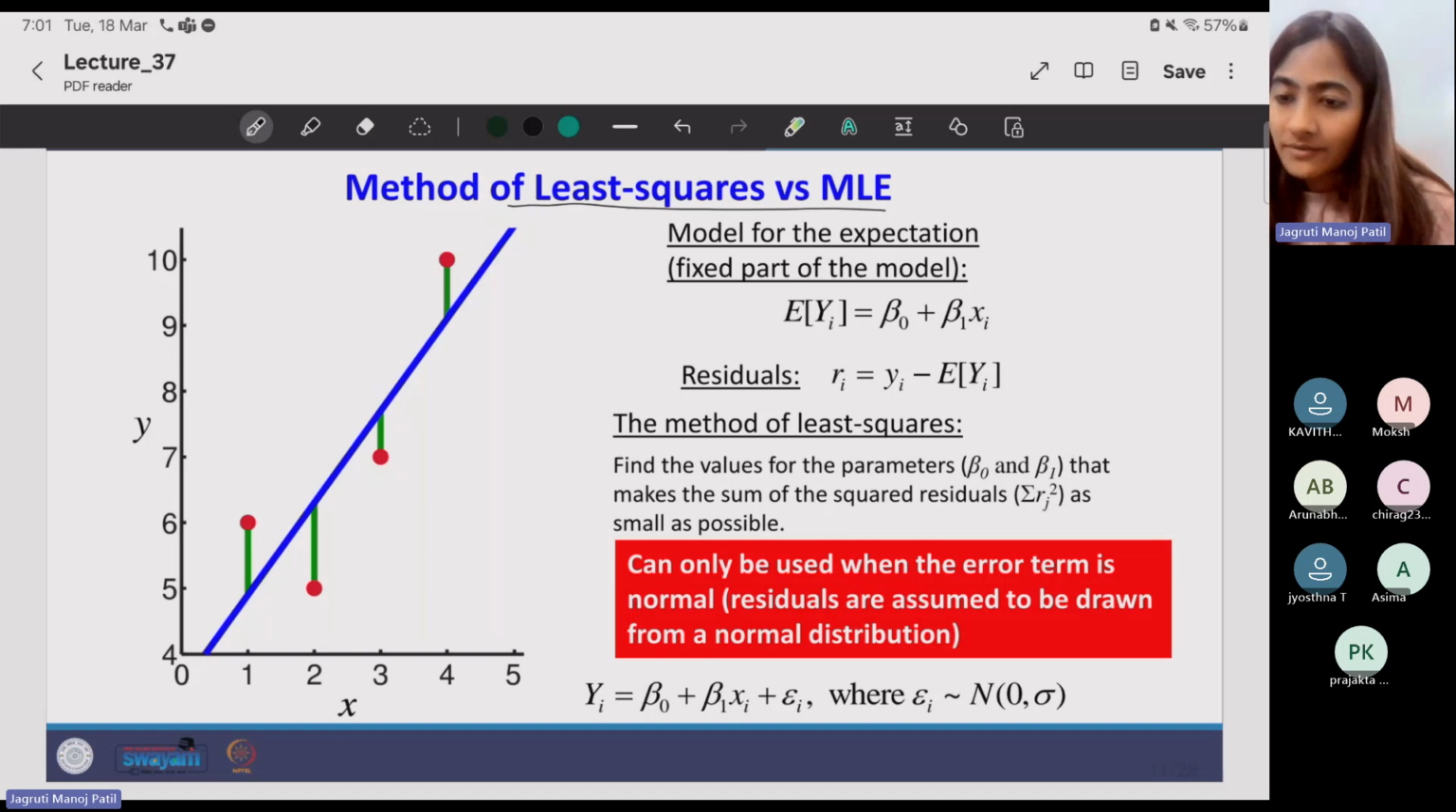And the other thing you have is maximum likelihood estimation. So for least squares, you have your simple term, that y equals mx plus c. One is your slope, one is your intercept. For residuals, that would be your predicted value minus the observed value that you have.